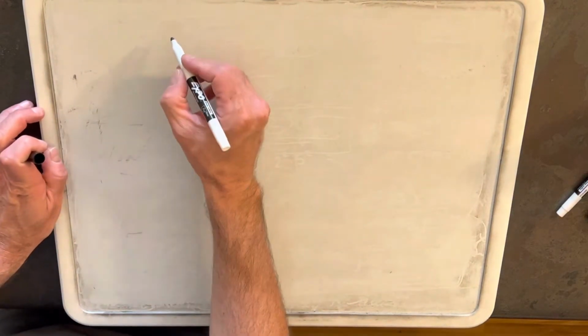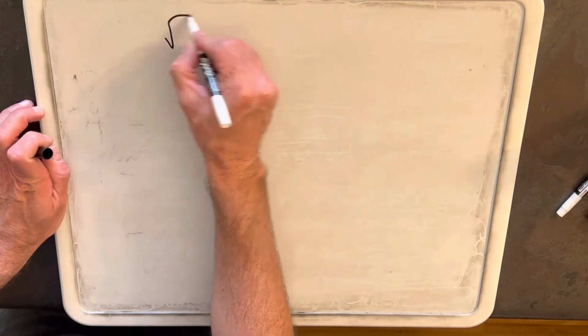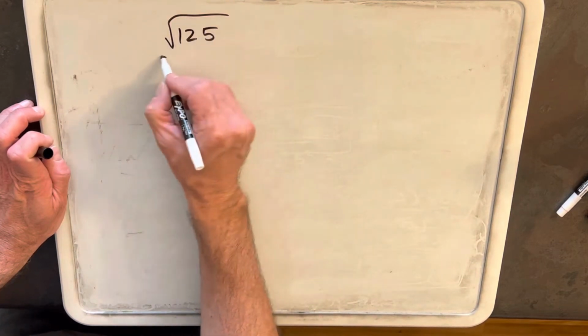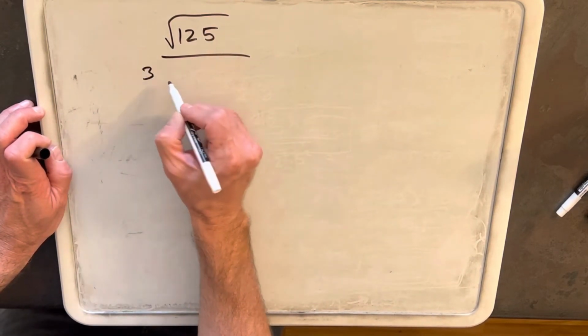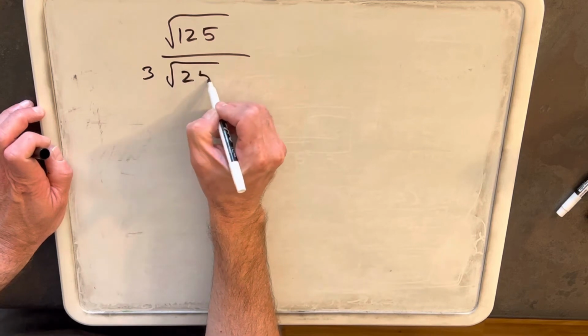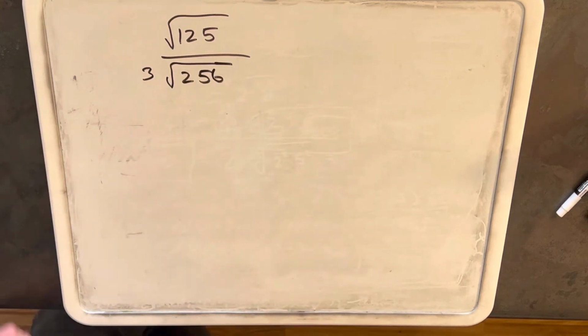For the next one, we have the square root of 125 over 3 times the square root of 256.